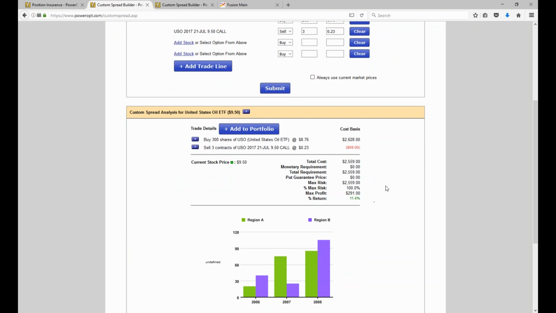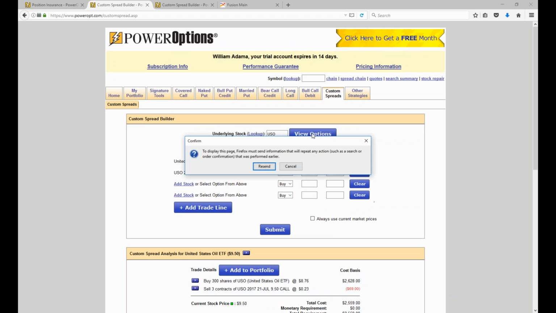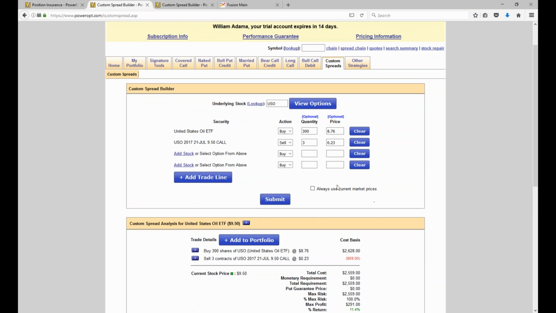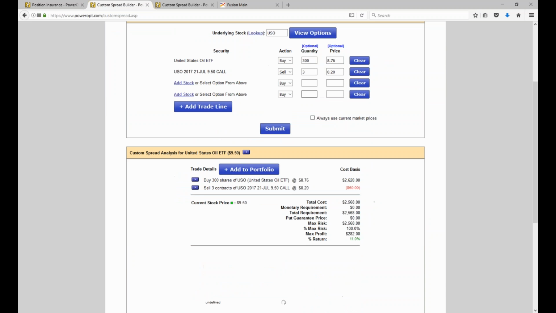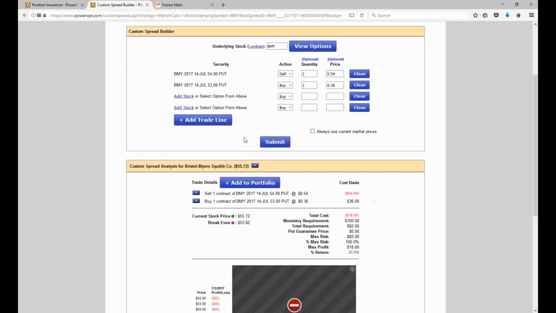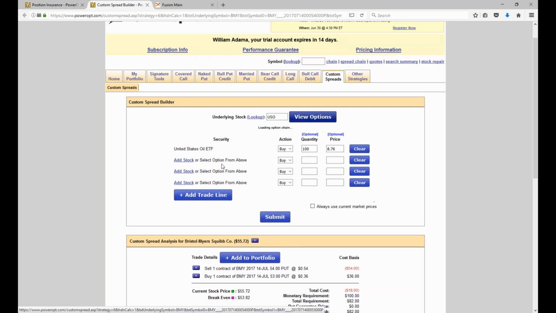There we go. I'll just refresh this here. Okay. I don't know why that's happening. I apologize. I'm going to try to refresh that chart in a second here. There we go. Let's get out of that. Okay, so let's try that again, shall we? USO. $8.76. Sorry, Betty. There we go.